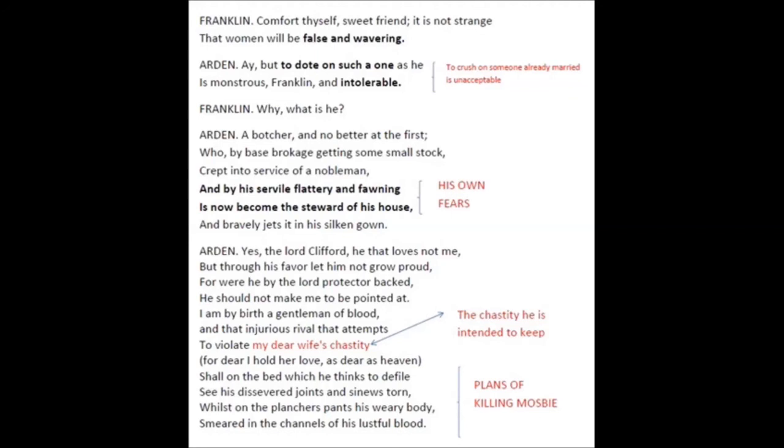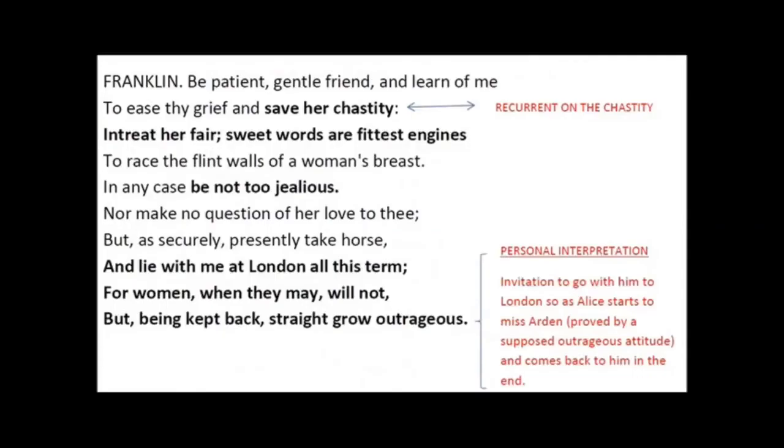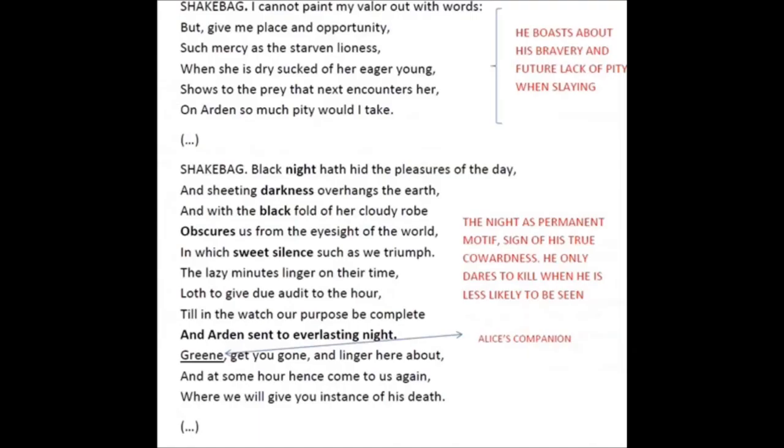He intends to kill Mosby to keep Alice's chastity. Franklin proceeds to convince Arden of treating her with good manners without any kind of jealousy. A few stanzas later, we appear to be introduced to one of the murderers of Arden, Shakebag, which shows off a great deal of bravery and lack of pity towards his forthcoming victim, taking advantage of the nocturnal darkness.